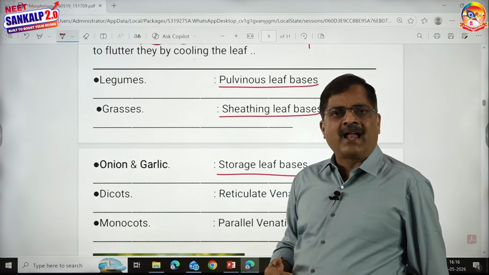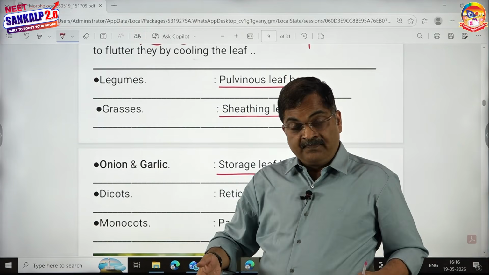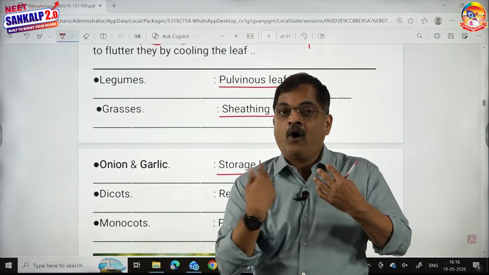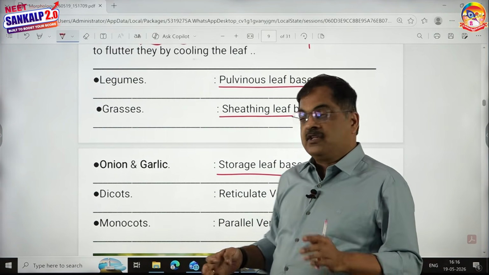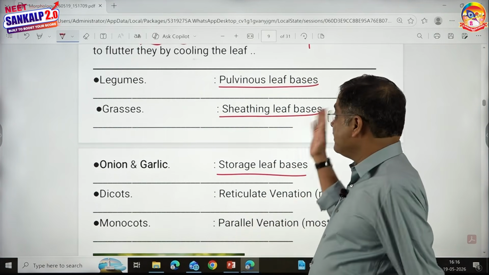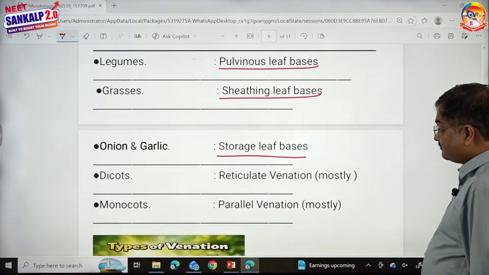Have you seen banana plant, children? Many times you have seen. The aerial stem in banana is not a true stem. It is formed by the sheathing of all the leaf bases. Isn't it? Yes. So therefore, banana is a monocot. So in majority of monocot, you are going to see the sheathing leaf bases.